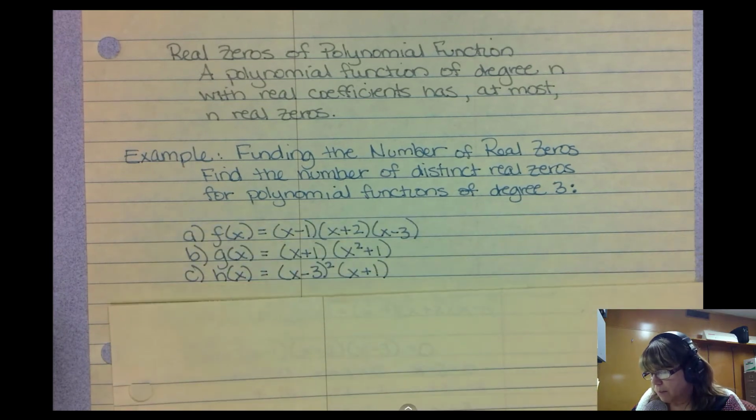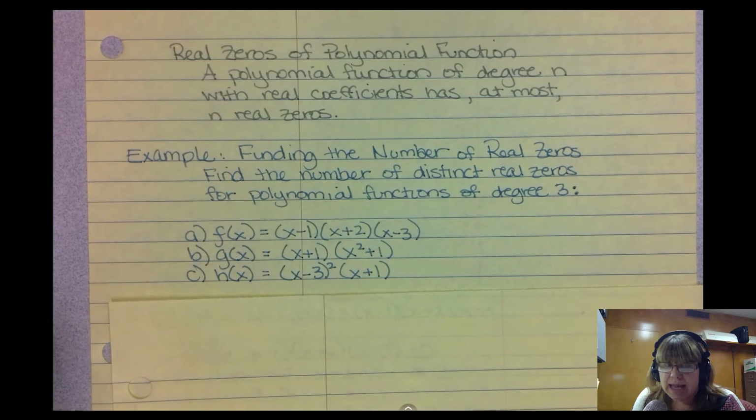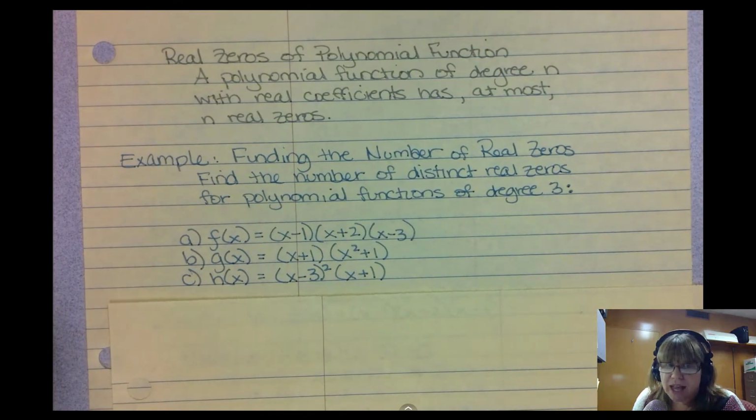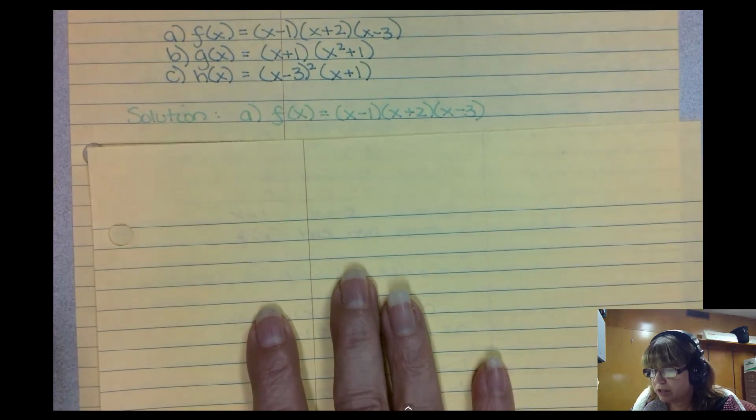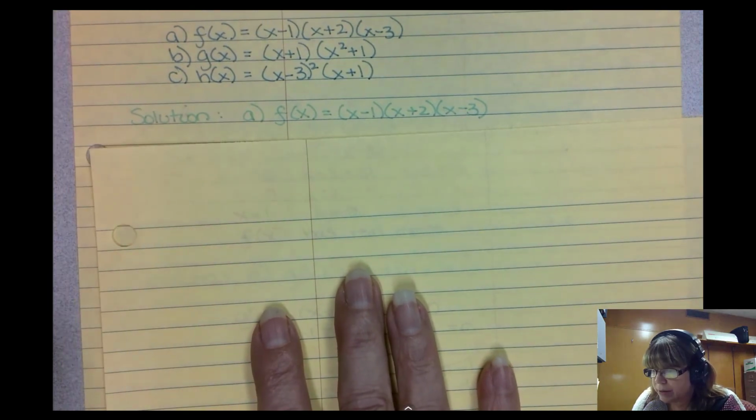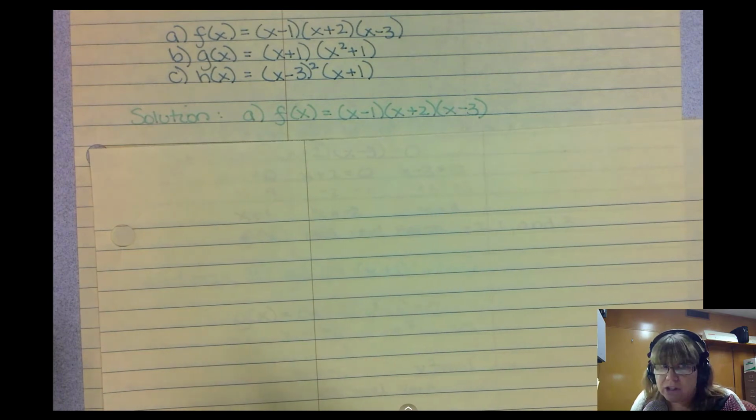So here are a couple of functions that we're going to work with. A is f of x equals x minus 1 times x plus 2 times x minus 3. Nicely, they're factored for us. g of x equals x plus 1 times x squared plus 1. And h of x equals x minus 3 squared times x plus 1. Let's take these one at a time. We are going to be looking for the number of distinct real zeros. All of these have degree 3.